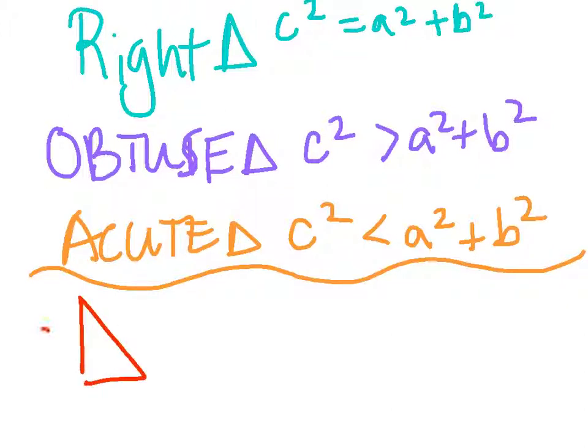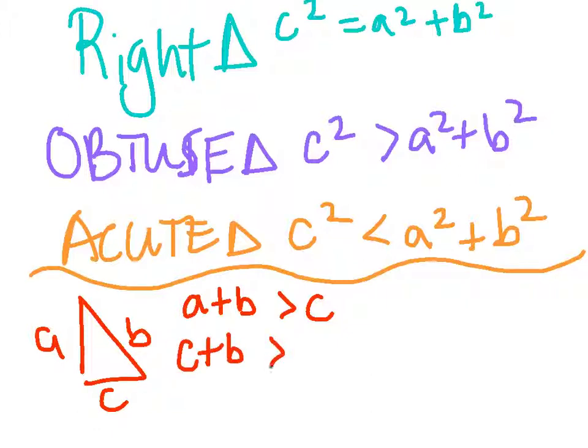If you have a triangle, if you pick any two sides and add them together, they must be greater than the third side.